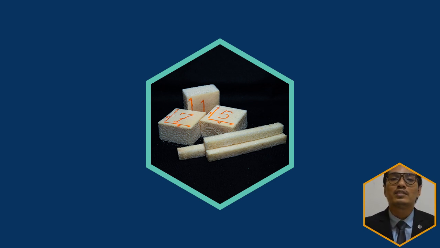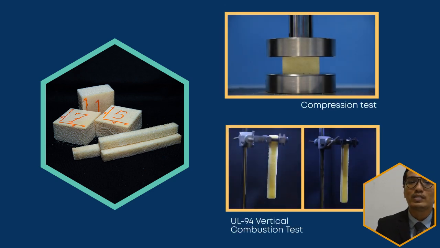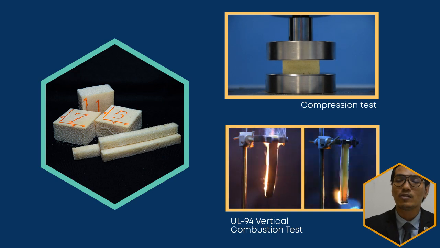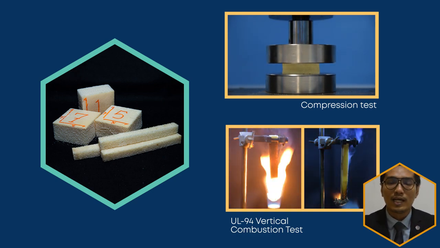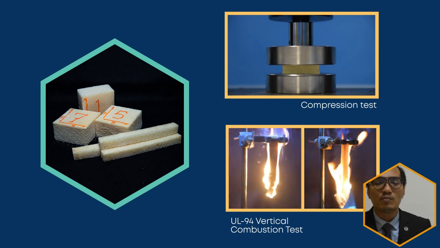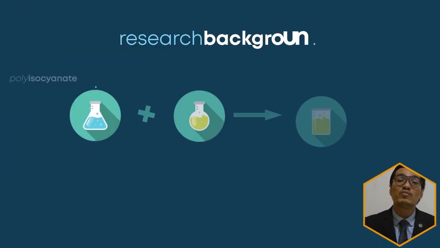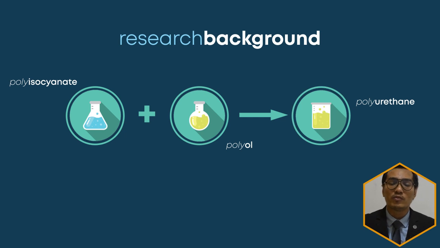The image you are seeing right now is test specimens that I've prepared previously for characterization tests, and from the video as well, these test samples are used for compression tests and also UL94 combustion tests. Actually, there are a lot more tests that can be carried out on this polyurethane foam, but more on that later. Now, before we go even further, we have to know how polyurethane foam is actually produced.